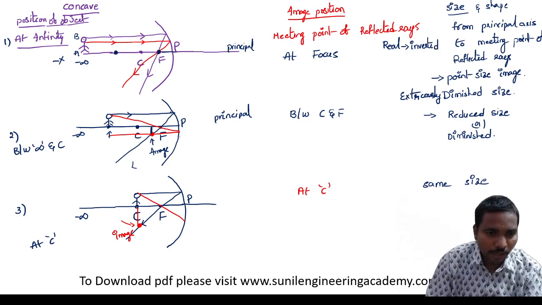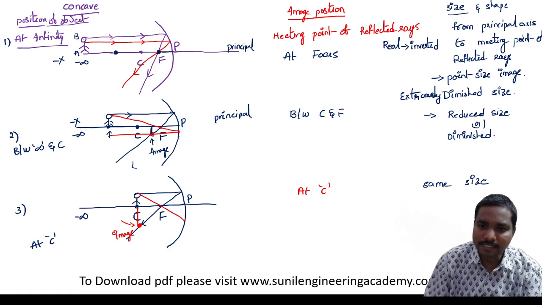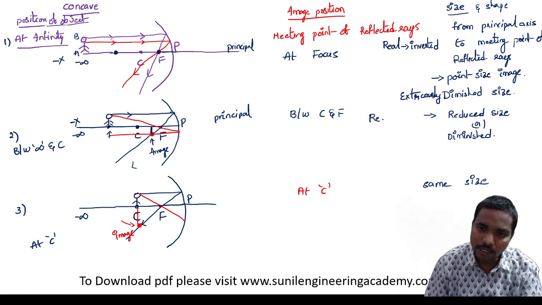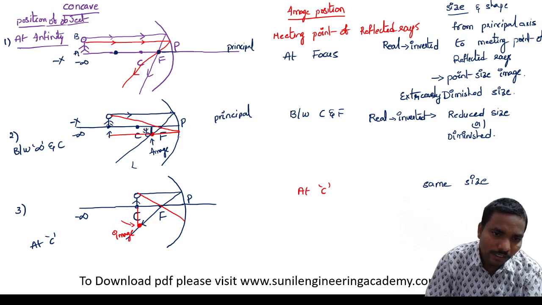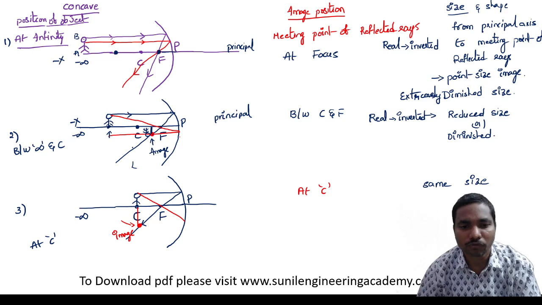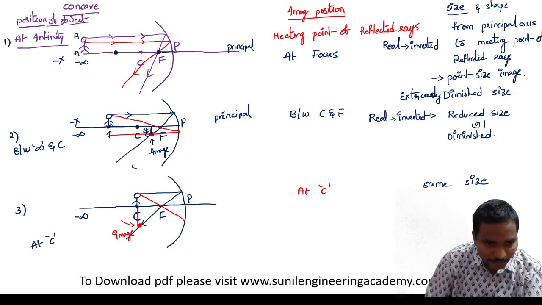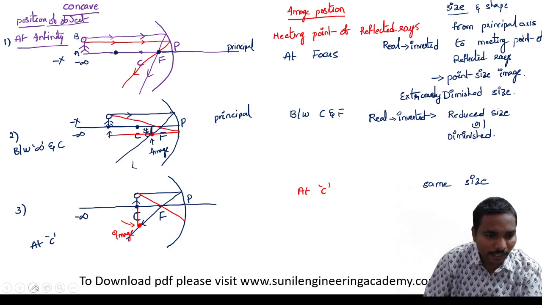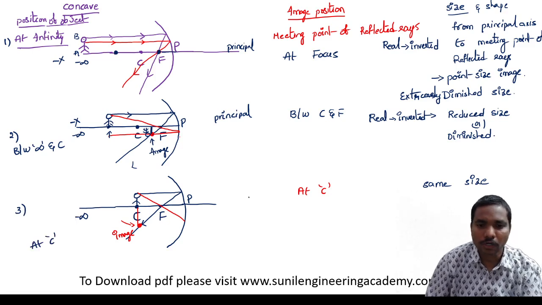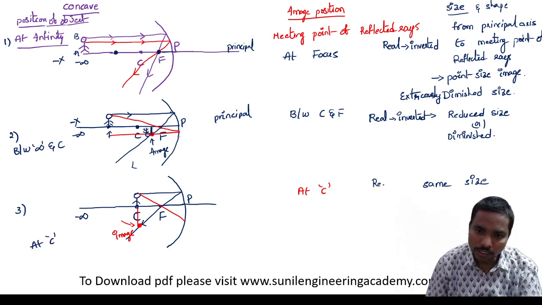Here you are placing your object on the minus x axis and the image is also formed on the same minus x axis. So that means it is also real. All real images will be inverted. So your image will be reversed, like here you have the head, here you have the legs, that type of image you form. Here you are placing the object on the minus x axis, the image is also formed on the same negative x axis, so real. So it is also real.